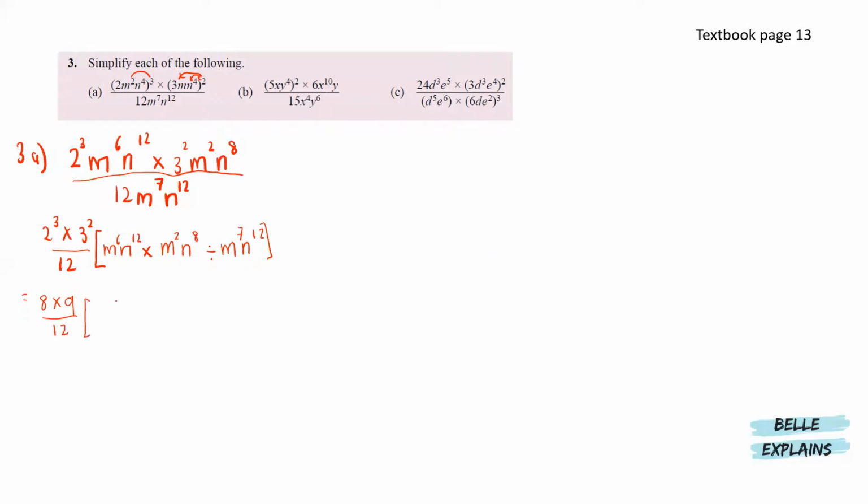In here we have m, 6 plus 2 minus 7, and n, 12 plus 8 minus 12. So that gives us 6. For m, we have to the power of 1, n to the power of 8. So m to the power of 1 means we don't have to write the 1, we just have to write m. That gives us 6m n to the power of 8.